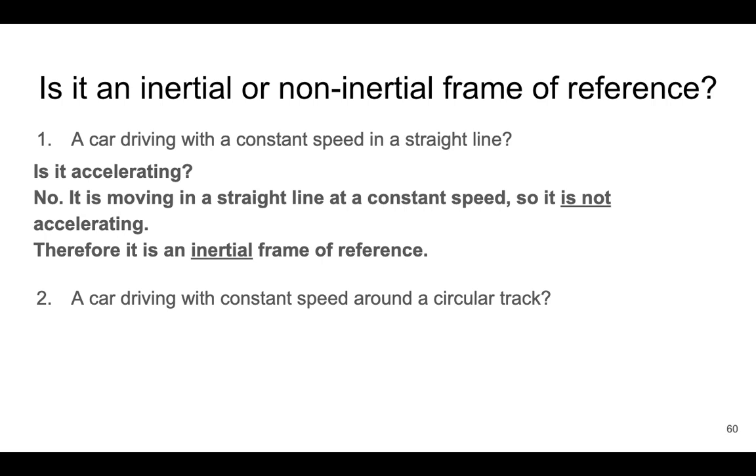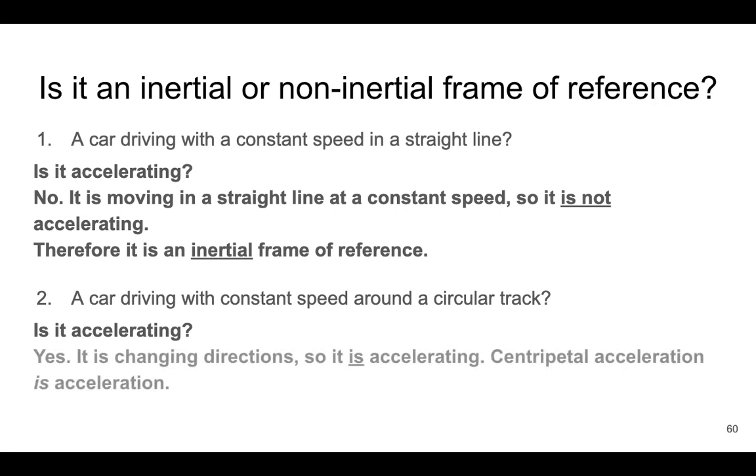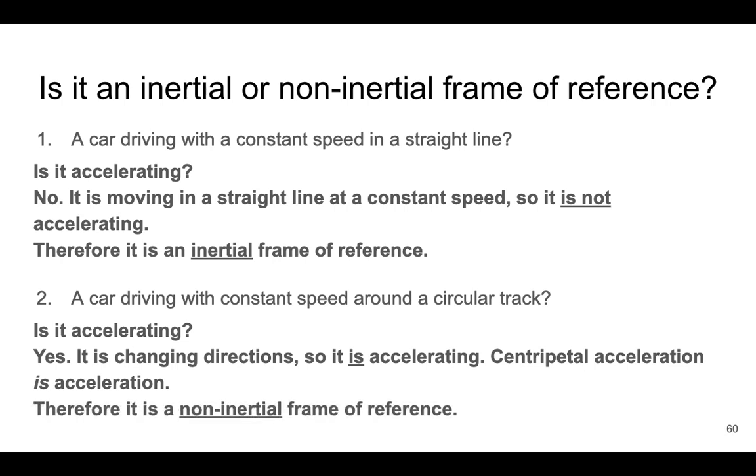How about if you have a car driving with a constant speed going around a circular track? Well, ask yourself the same question. Is it accelerating? It has a constant speed, so the magnitude of the velocity is not changing, but it's going around a circular track, so the direction is constantly changing. Changing in direction counts as acceleration. That's not the way we first think of acceleration, but it's perfectly legitimate. If you're changing either magnitude or direction or both, then you are accelerating. So if you are accelerating, you're in a non-inertial frame of reference.